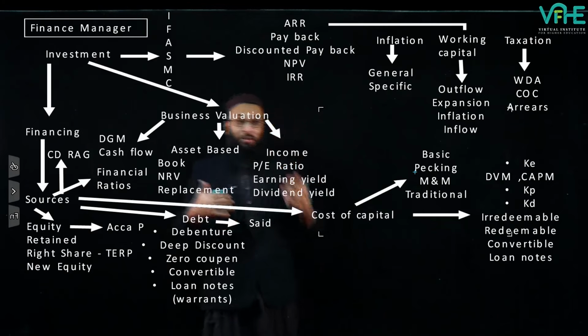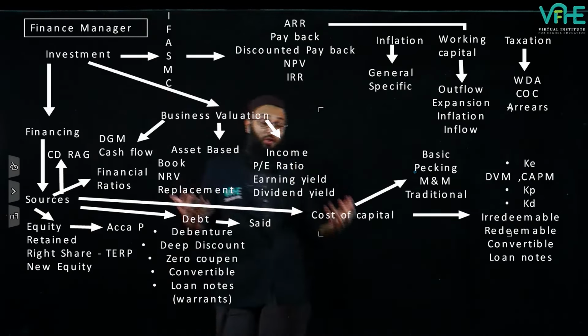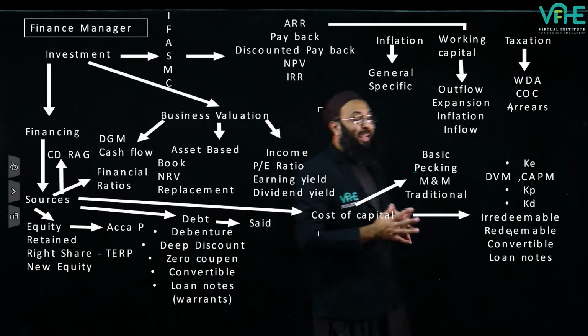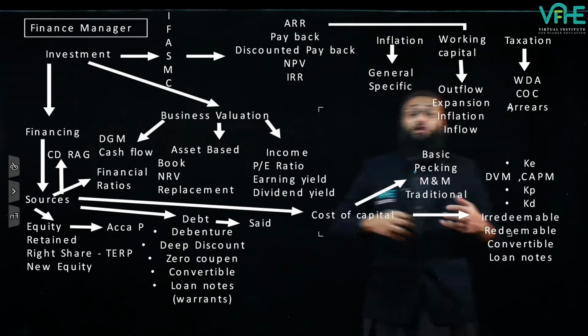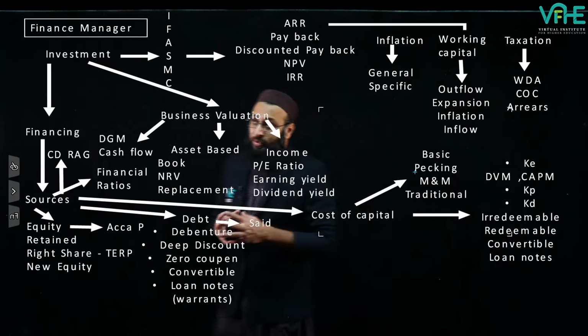So using DVM to work out share price is useful, especially for minority shareholders. Minority shareholders are entitled to dividends only. So DVM as a method of valuation is good for minority shareholders, okay?